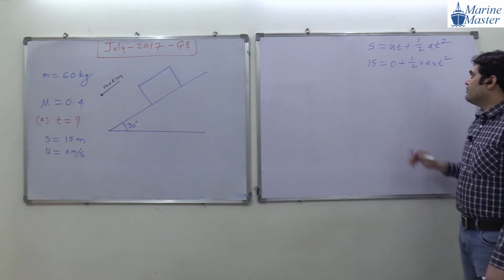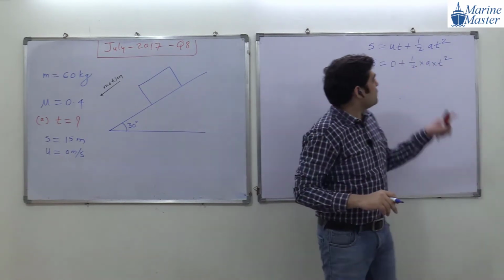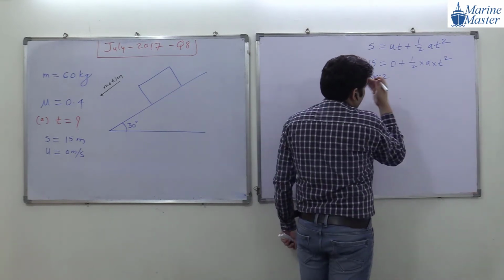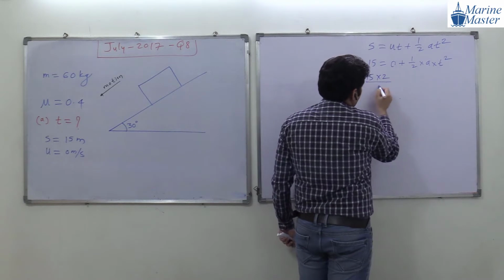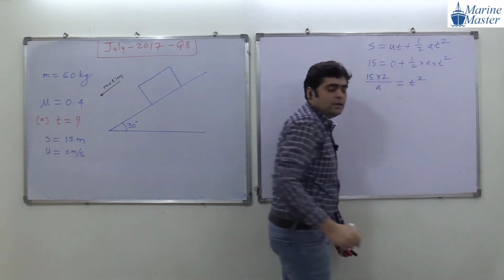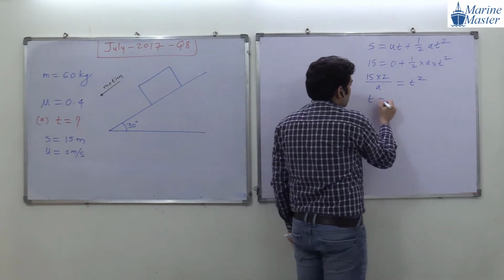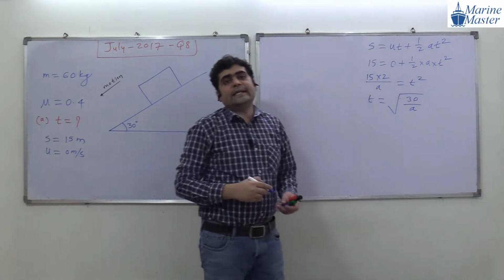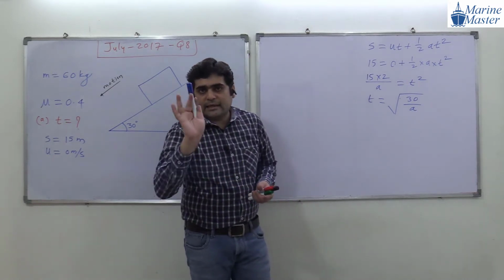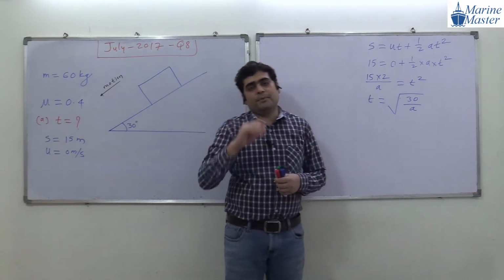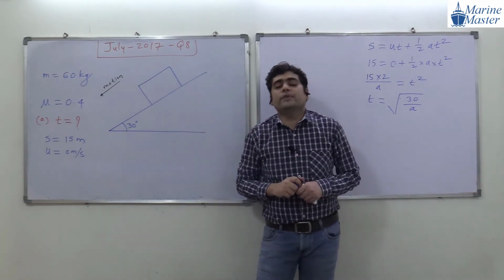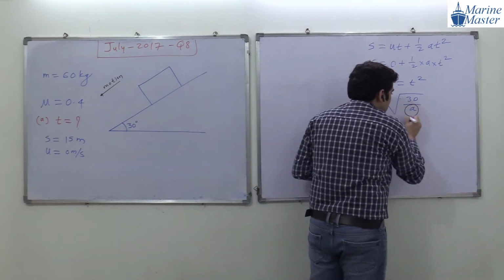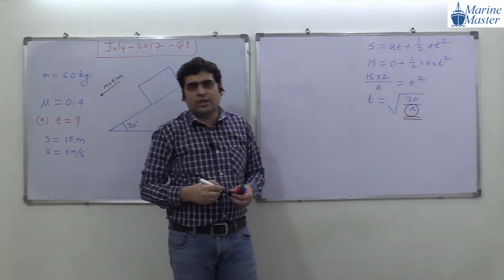So what is our target? We have to find out time. In this equation, what is unknown? Time is unknown. So 15 multiplied by 2, one minute, don't write anything, divided by a is equal to t square. So t will be equal to under root of 30 by a. So if we need the time to cover a distance of 15 meter when the object starts from rest, what do we need? We need an acceleration. Are you getting my point?